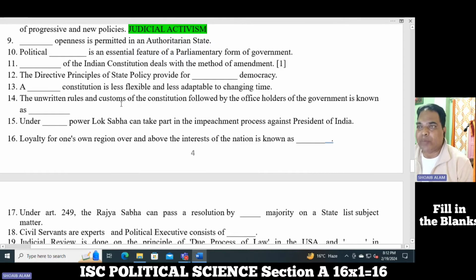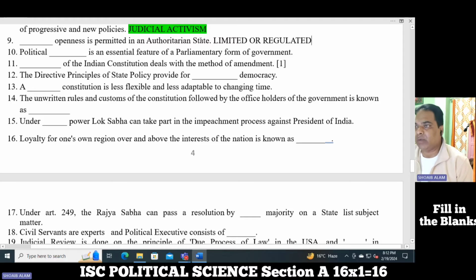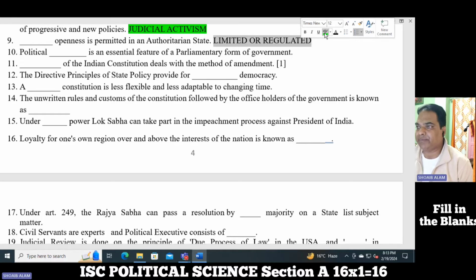Dash openness is permitted in an authoritarian state. Number 9. So what is permitted? Limited openness. Okay. Limited openness, or we can go with limited or regulated. So any one of these, either you can write limited or regulated. Both can be correct.